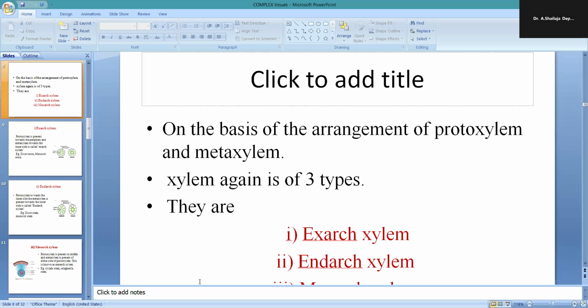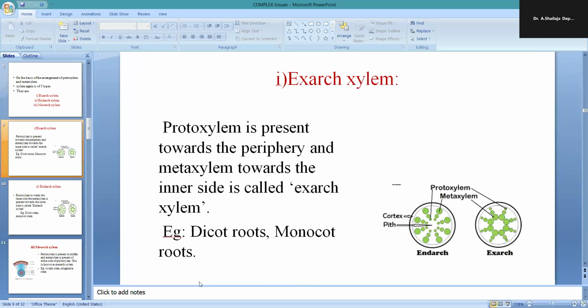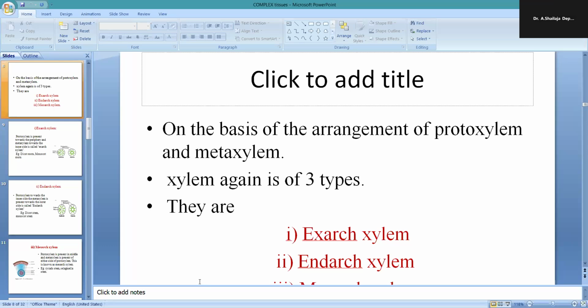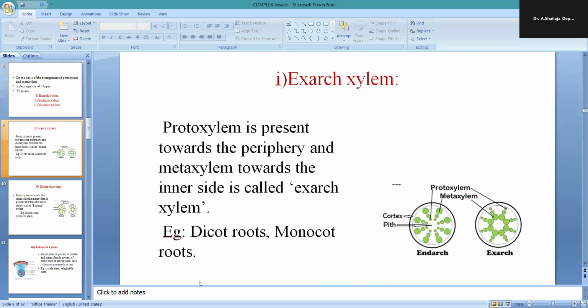On the basis of arrangement of protoxylem and metaxylem, this xylem is again divided into three types, that is exarch xylem, endarch xylem and mesarch xylem. Okay, first one, exarch xylem. Please see the diagrams in the PPT.